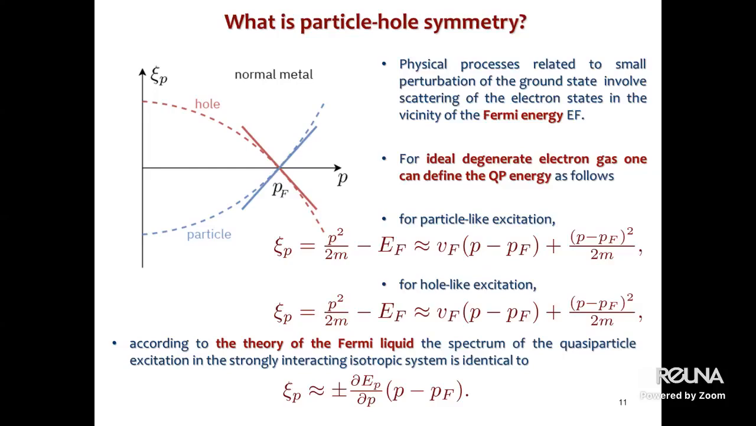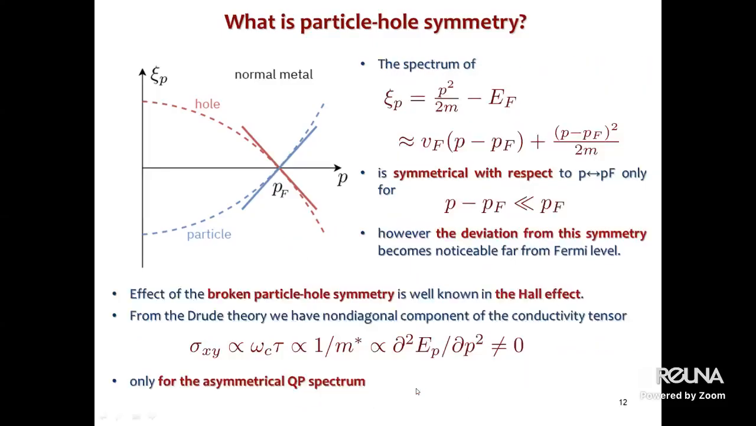For an ideal degenerate electron gas, one can define quasi-particle energy as shown here for the particles and for the holes. Standard expression. Note that according to the theory of the Fermi liquid, the spectrum of quasi-particle excitation in the strongly interacting isotropic system is identical to that of the ideal electron gas with the following expansion. So the quasi-particle energy is a standard expression with plus for electrons and minus for the holes. Let's look at this expression. The quasi-particle spectrum is symmetrical with respect to interchange between P and PF if we neglect this term.